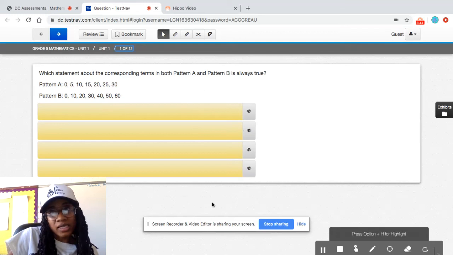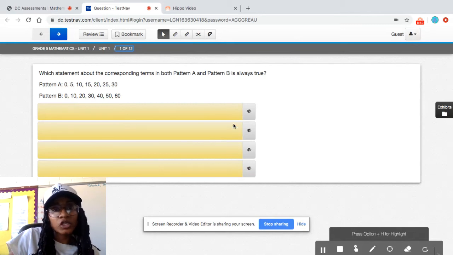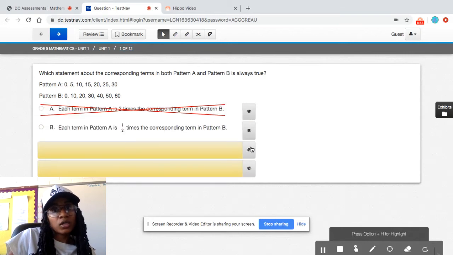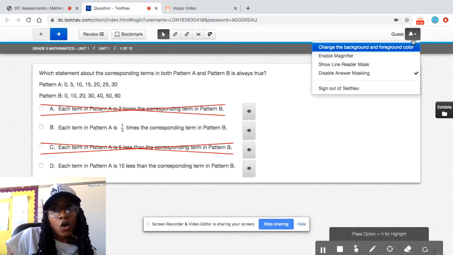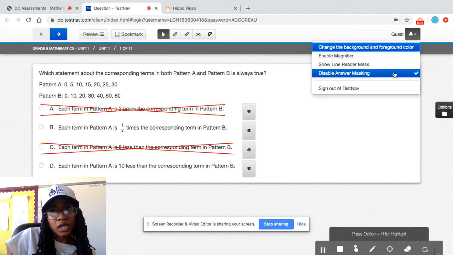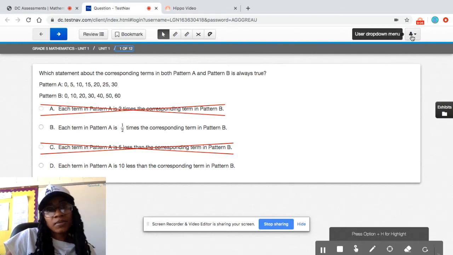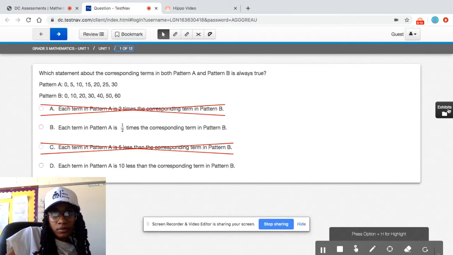So when the scholar masks their answers, this forces them to work the problem out on their own and then find and choose an answer that best fits with what they showed. If you want to show the answers one by one, you can click on the I, or you can just go to disable answer masking. Answer masking is only available for multiple choice problems.